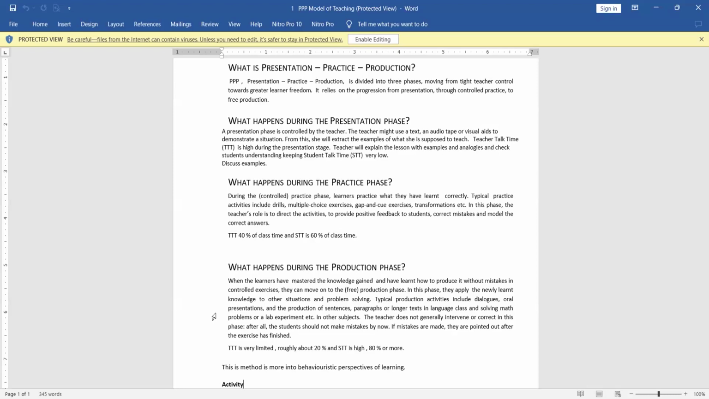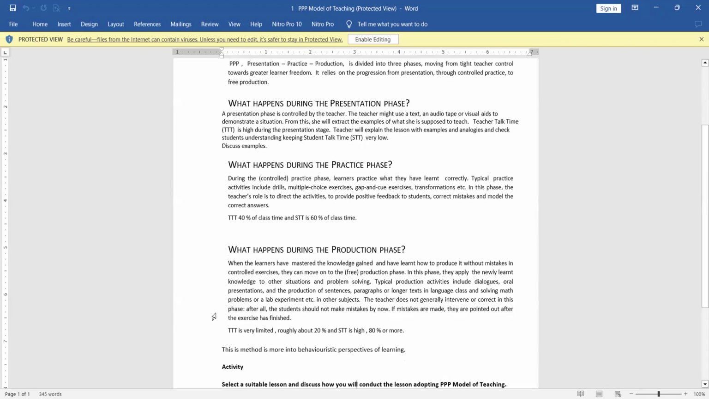So there the student participation is very high. It's more than 80%, and the teacher slowly moves away from the lesson, giving freedom to students, and teacher talk time is less than 20%. So this is actually the PPP model of teaching.